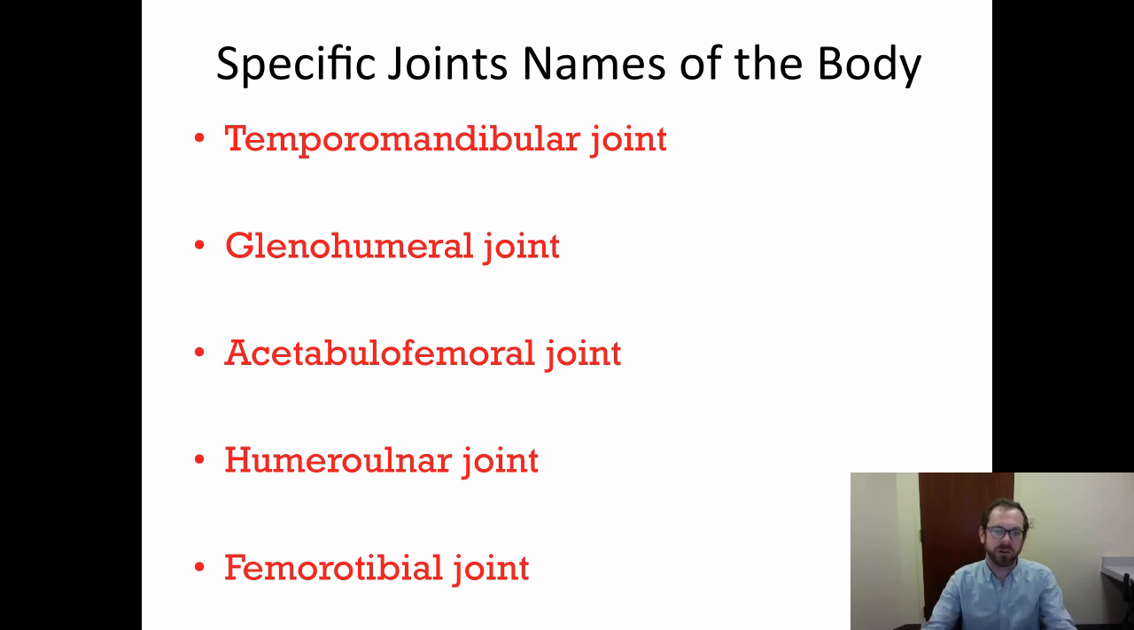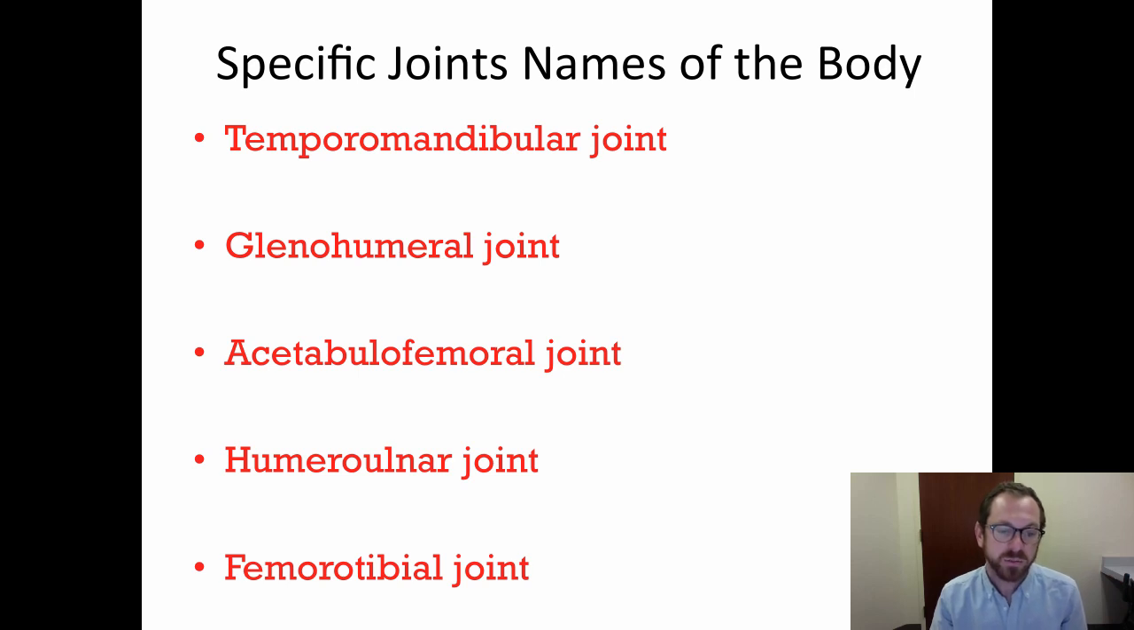The acetabulofemoral joint is going to be your hip joint. And the name is acetabulo for the acetabulum of your pelvic girdle, and then your femur. And you combine the two and you get your acetabulofemoral joint. This is an example of a ball and socket joint.